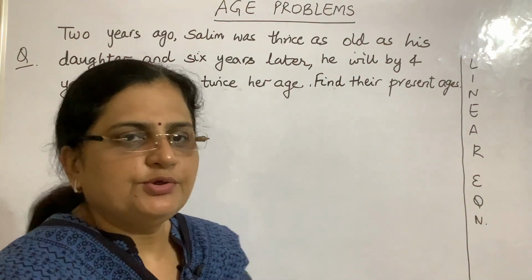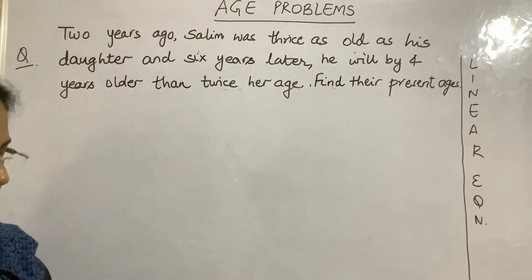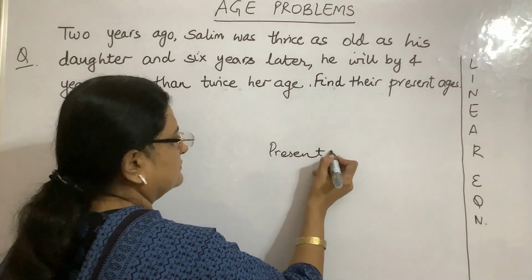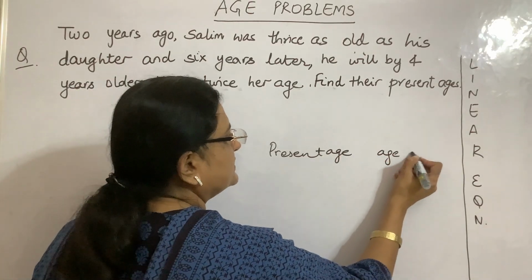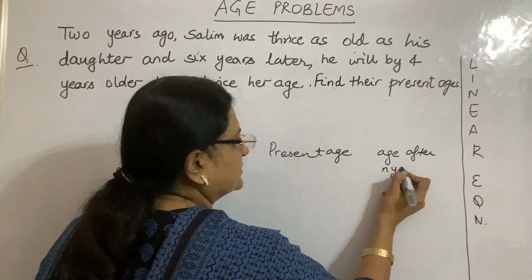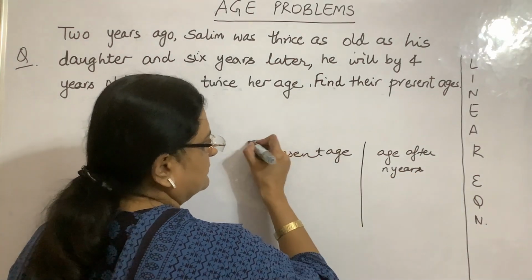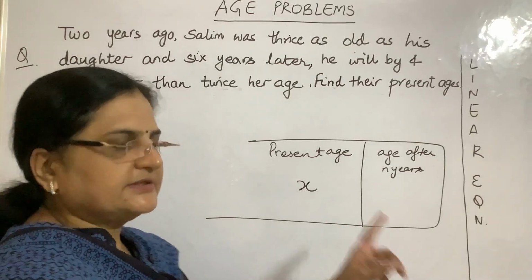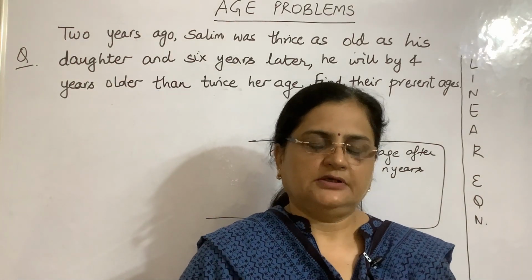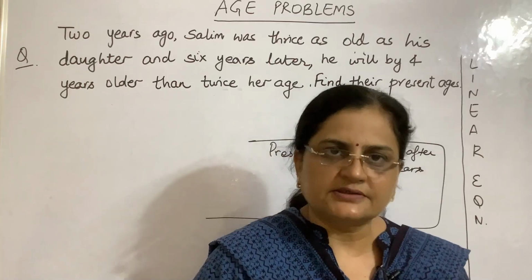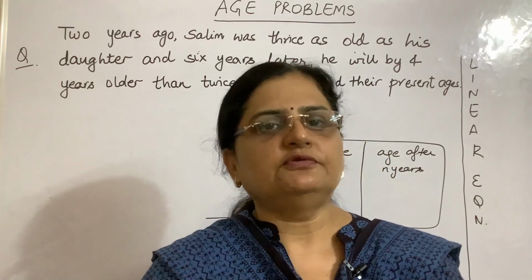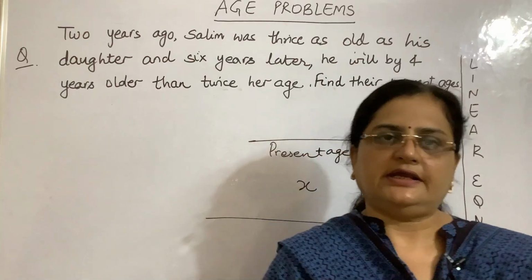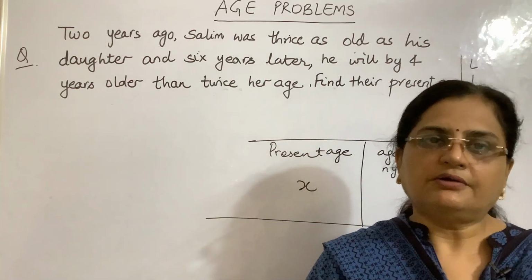Now one thing you need to understand before doing these problems is that if this is the present age and this is the age after n years. So if the present age is x, what will the age after n years be? Let us understand: if you are 15 years old now, how old will you be after 2 years? How do you find it?